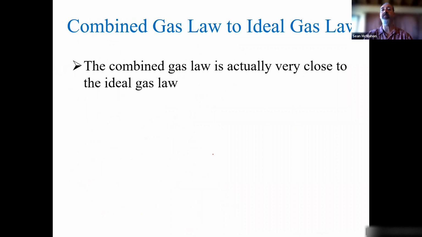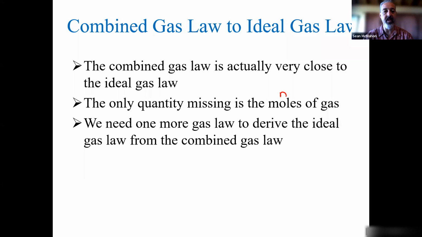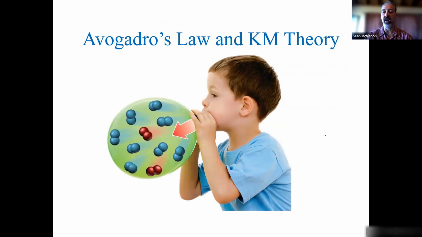So how do I go from the combined gas law to the ideal? They're very close. The difference is the n, the moles. And again, remember the variable n is moles. I know that's a little counterintuitive, but we'll keep it at that. So we need another law to help us create what I've been saying all along, PV equals nRT. And we need one that's discussing moles. It's Avogadro's law. And it's using the concept of kinetic molecular theory.